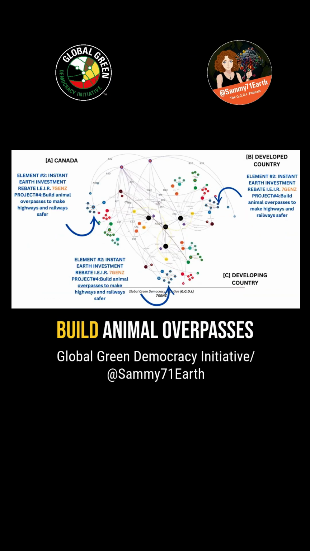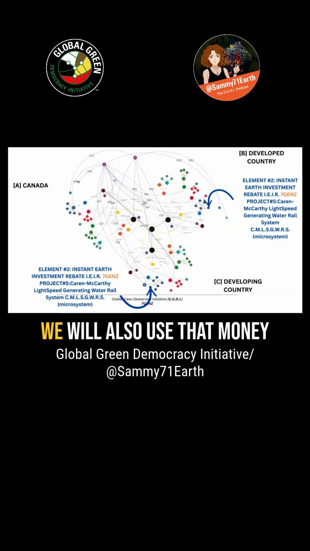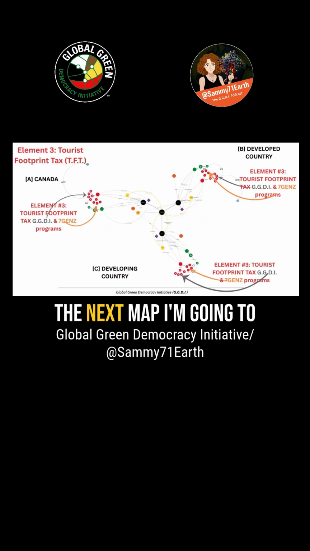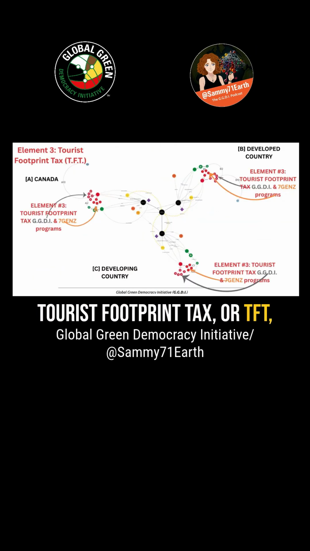Another program is to build animal overpasses to prevent as many deaths on our roads as possible. We will also use that money to invest in green energy program already invested and spoken about in Canada, which will be the largest green energy production project to replace fossil fuels as quickly as possible. The next map I'm going to speak of is number 3, Tourist Footprint Tax, or TFT, and it's red.